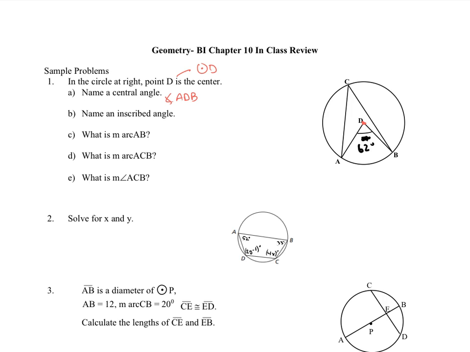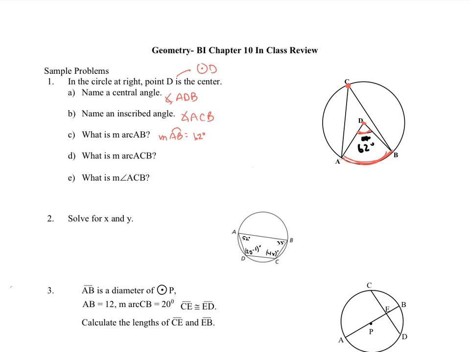Name an inscribed angle. An inscribed angle has a vertex that is on the circle. So angle ACB is an inscribed angle. What is the measure of arc AB? Arc AB is right here. Well, if this central angle is equal to 62, then the measure of arc AB will also be 62 degrees.